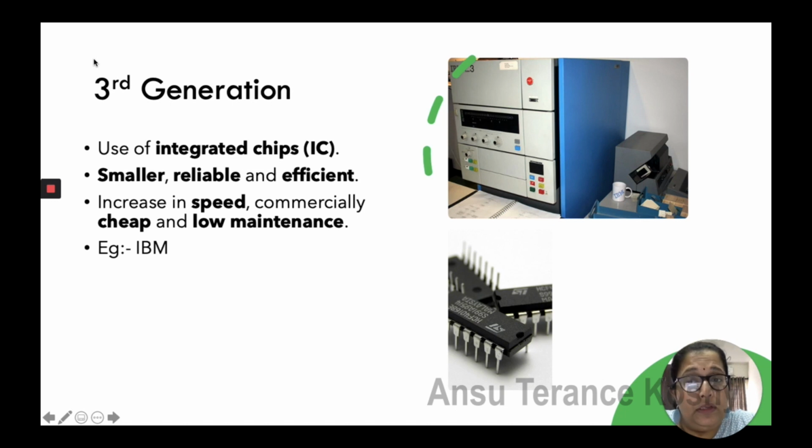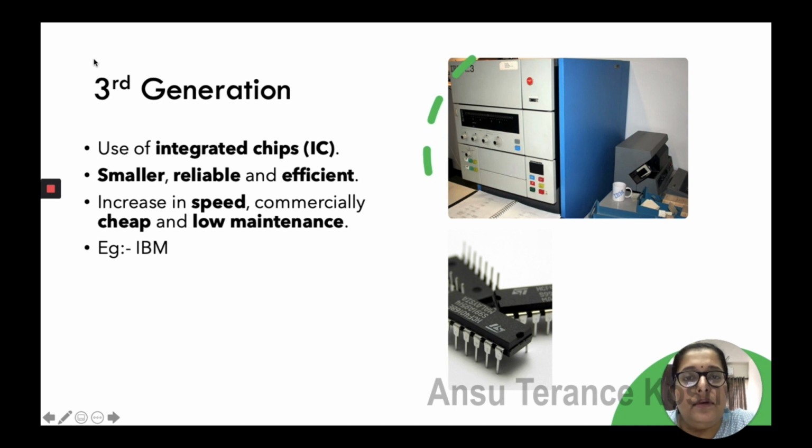So it was smaller, reliable and efficient. Reliable means it can be depended upon very easily and it was very efficient. It was very good in doing its operations. Increase in speed, commercially cheap and low maintenance. There was an increase in the speed of its processing. It was very cheap compared to the transistor generation and it had very low maintenance. That is, it did not require much cost to maintain it.